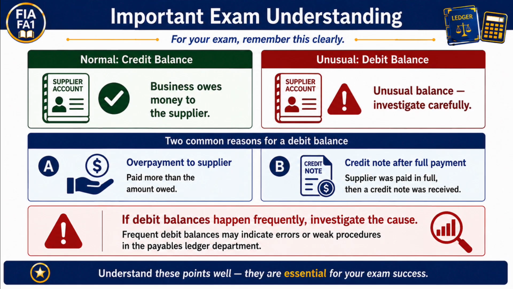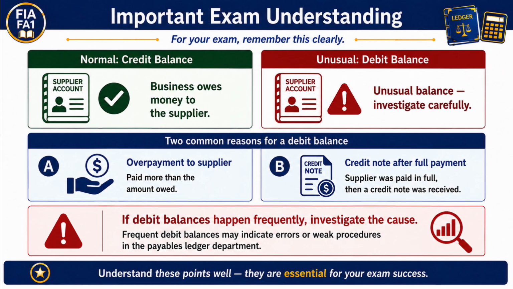Final summary. In Lesson 1.3, we learned that supplier accounts normally have credit balances because the business normally owes money to suppliers. But sometimes a supplier account may have a debit balance. A debit balance is unusual. It may happen when the business overpays a supplier, or when a credit note is received after the supplier has already been paid in full.